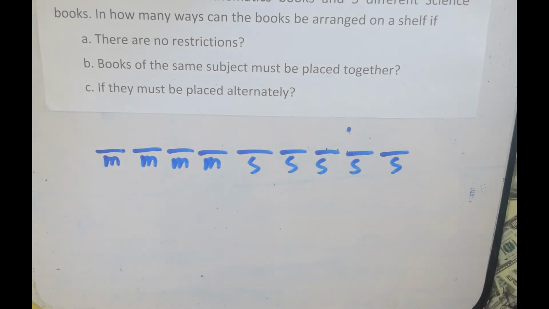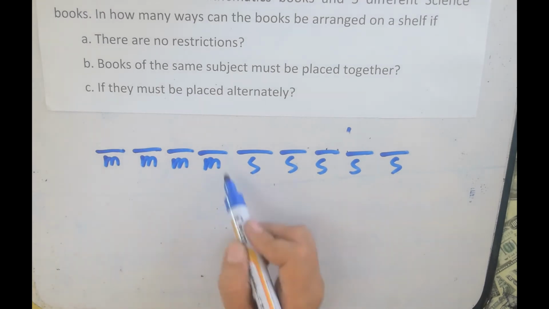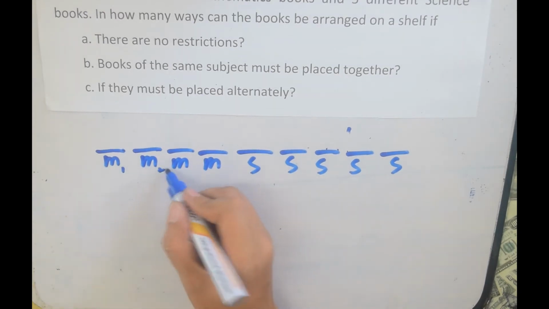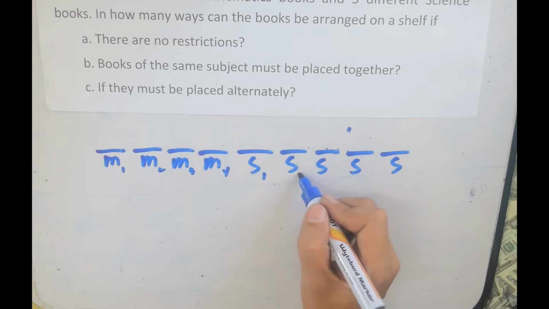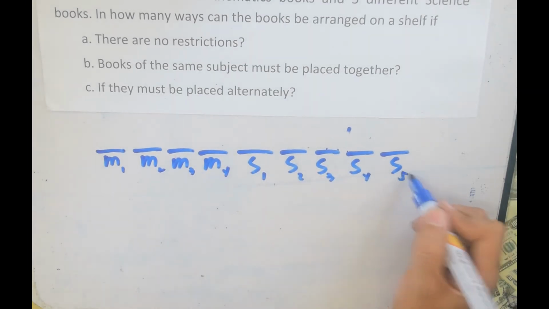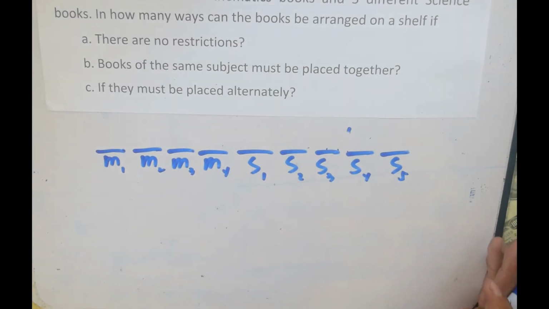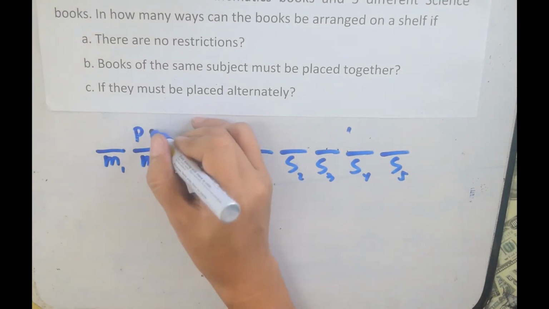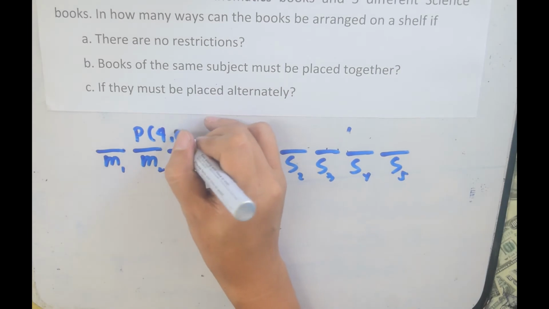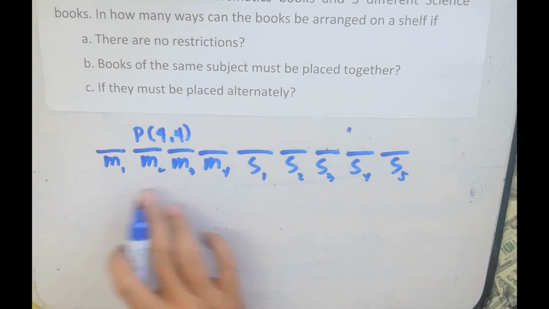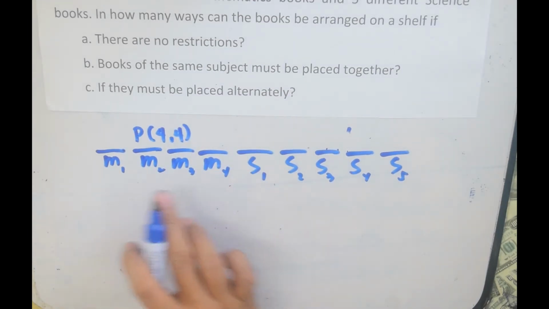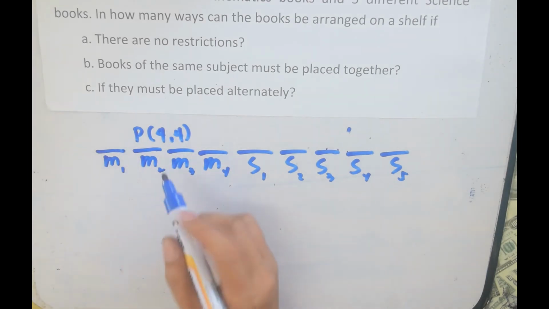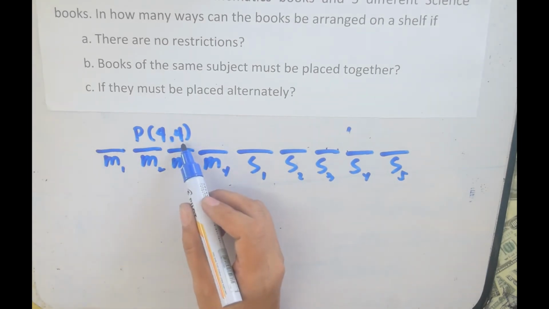Okay? So in this, since the math books are different, math 1, math 2, math 3, math 4, science 1, science 2, science 3, science 4. Since the books are different from each other, you can have here an arrangement. So your arrangement here is permutation of 4 taken 4 at a time. Because there are 4 elements, and you are going to arrange all the 4. So your N is 4, your R is 4.